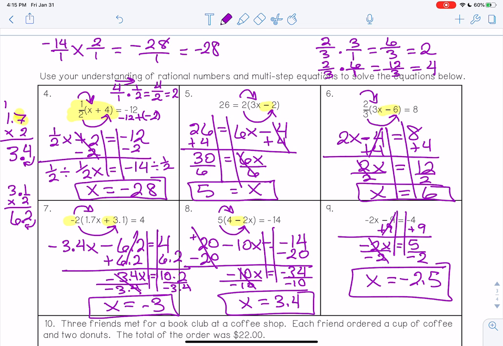And those are the answers for 4 through 9. If you got them correct, go ahead and pat yourself on the back. Good job.